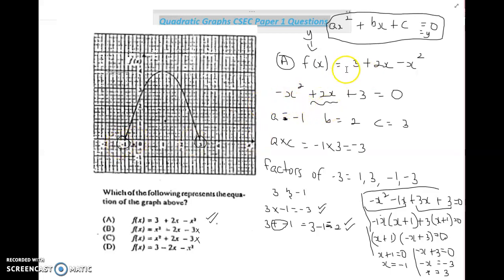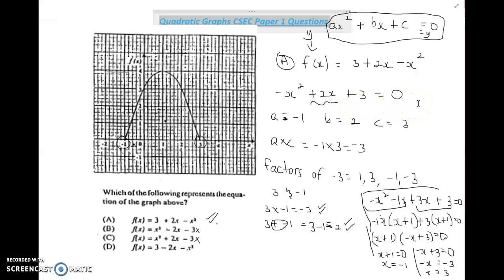So this was A, right? f of x is equal to 3 plus 2x minus x squared. You need to remember that f of x is the same as y, right? Same thing. And on top here, I wrote down the general equation of a quadratic graph: ax squared plus bx plus c equals y. Well, in this case, we're putting it equal to 0 to find the two values of x when y is 0, right? Again, I would have mentioned this in the previous video. Now, I just rewrote the quadratic with the x squared first, so I have negative x squared plus 2x plus 3 equals 0.